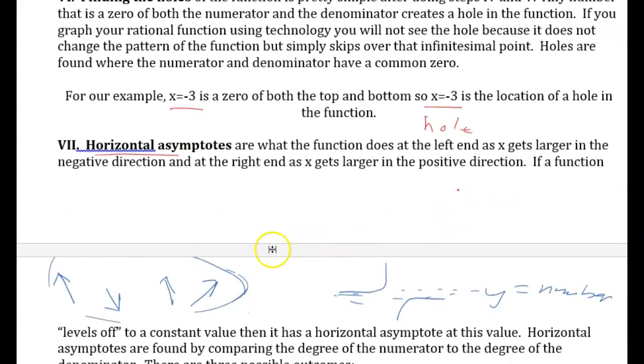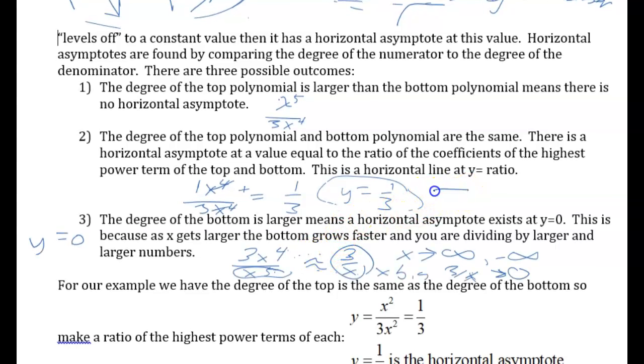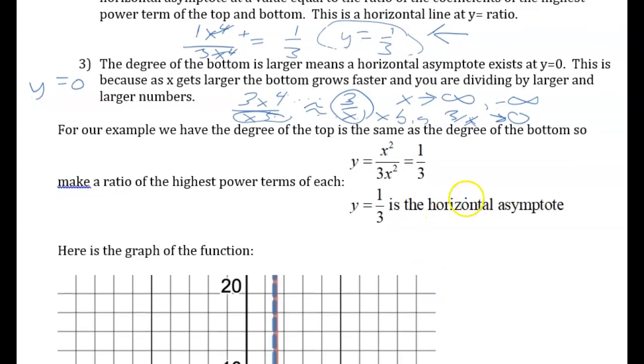A horizontal asymptote is an equation of a horizontal line. So the proper way to write it is as the equation of a horizontal line, which is y equals 1/3. It's not just the number 1/3. So I did that for the example we had ongoing in the prior video here.